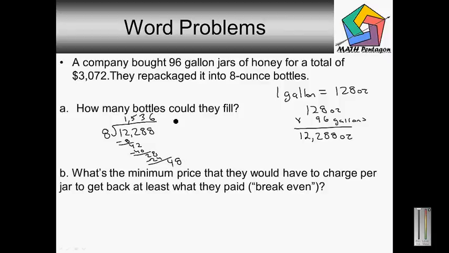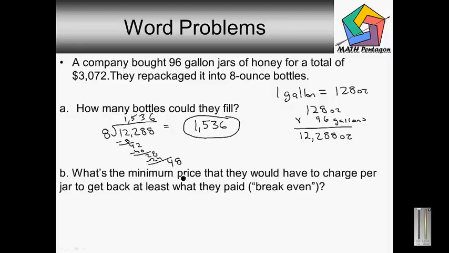So the answer to how many bottles they could fill is 1,536 bottles. So that's the answer to that one.